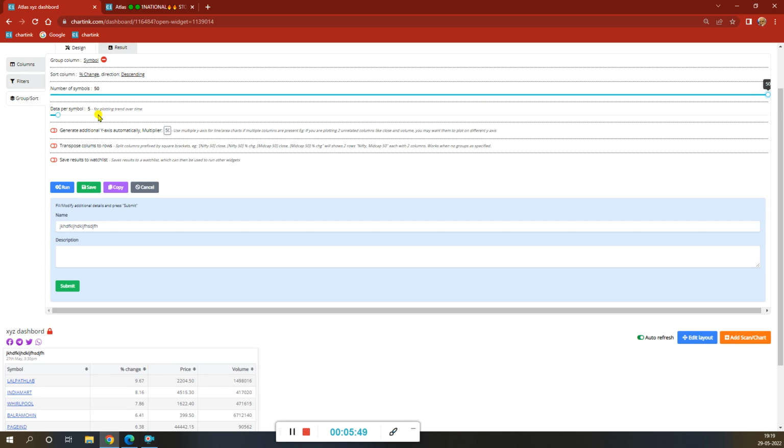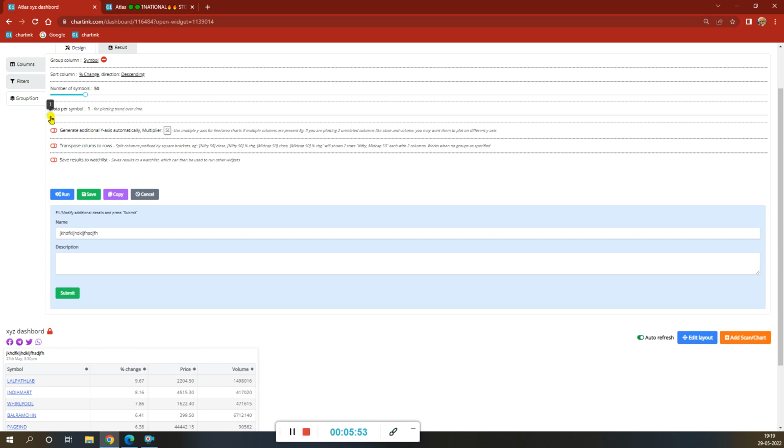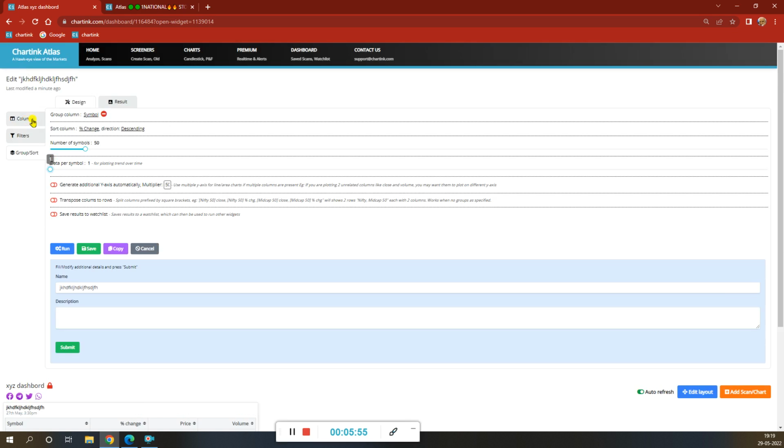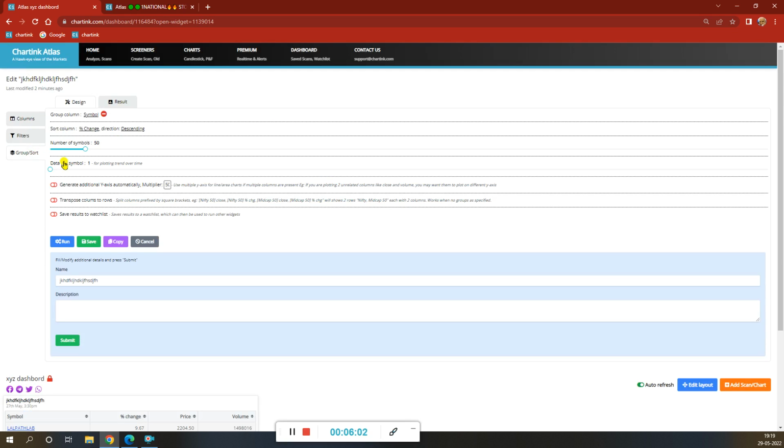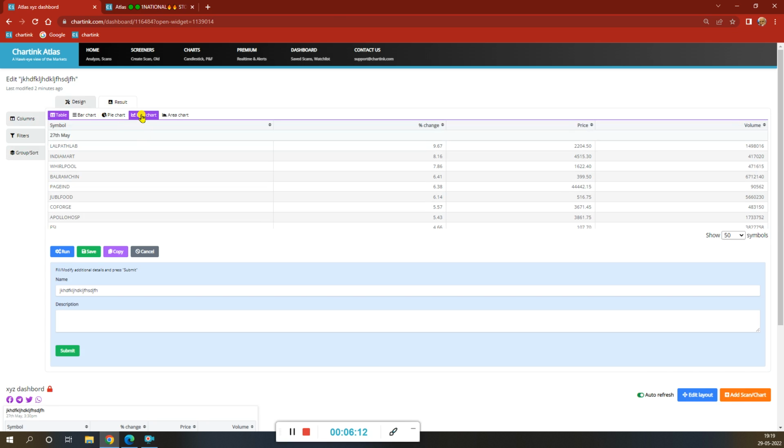If a strategy gives you more than 50 stocks, what would you do? You have to decrease this. As long as you are not using any specific formula, which can be on maybe 5 minutes or maybe 15 minutes, which needs that data per symbol to 75 if we are using 5 minutes, because of the combination of candles you want to view along with the line chart and area chart and bar chart and pie chart.